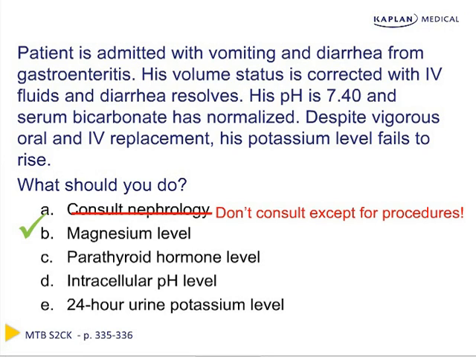A is wrong because you really should avoid performing consults on the USMLE Step 2. You're expected to be able to handle everything yourself unless a special procedure is required, like a cardiac catheterization or endoscopy. C is wrong because even though magnesium is needed for parathyroid hormone release, it shouldn't be related to potassium that fails to correct with replacement. Abnormalities in intracellular pH could lead to refractory hypokalemia, but it's by far not the most common cause.